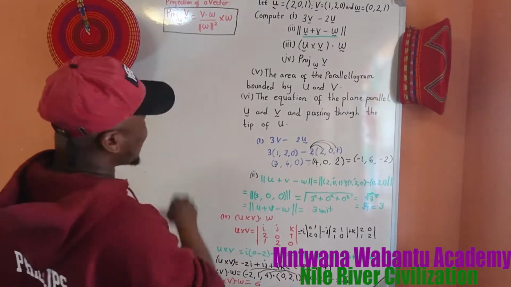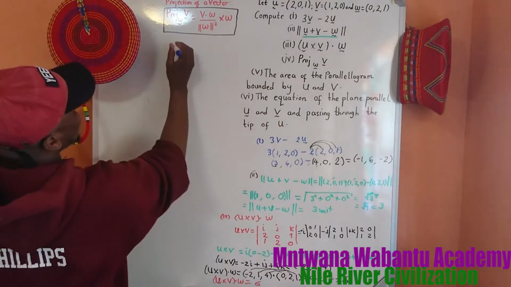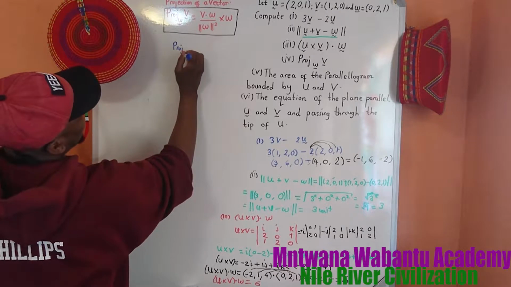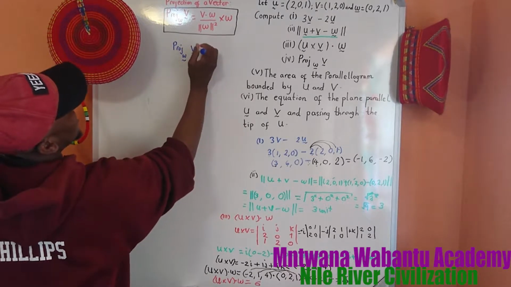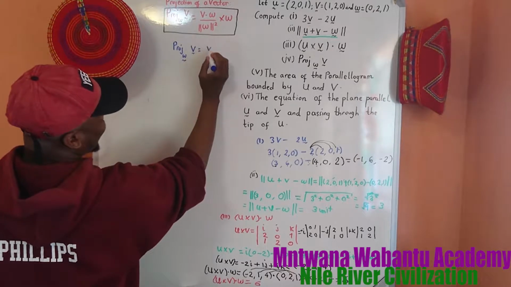So let's say find the projection of W and V. So we're going to say projection of W and V. So okay, it's easy. Remember, whatever is here in front, you're going to write here.